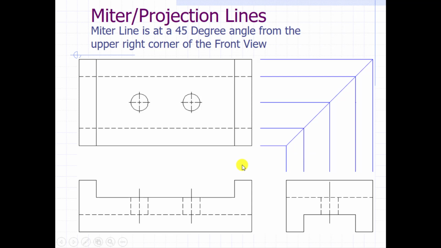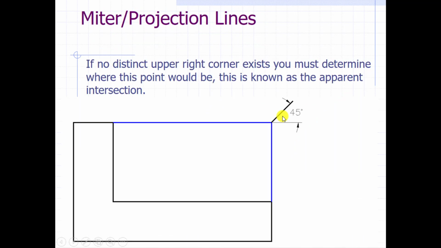Next most important thing is the miter line. The miter line is a 45-degree angled line that originates from the upper right-hand corner of the front view, which would be here. That projects up to here. And this allows us to transfer dimensions between the 3 views using projection lines.